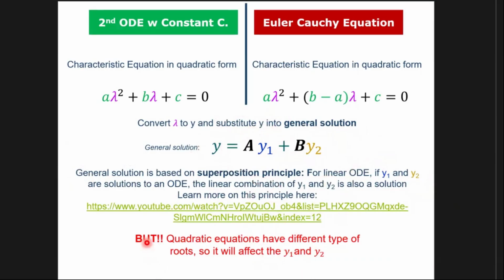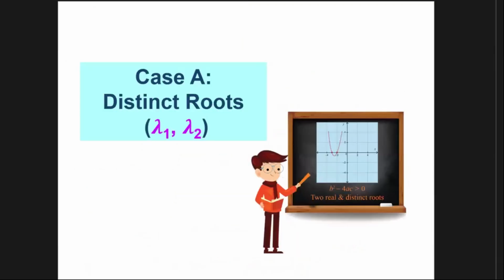All right, but bear in mind that quadratic equations have different types of roots. Remember, if we have distinct roots, we will have two different values of lambda. If we have equal roots, we will have only one value of lambda. If we have complex roots, then we will have complex numbers of lambda. This will affect our terms of y1 and y2. So let's go through each case one by one.